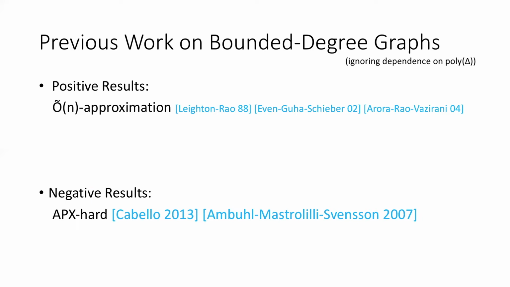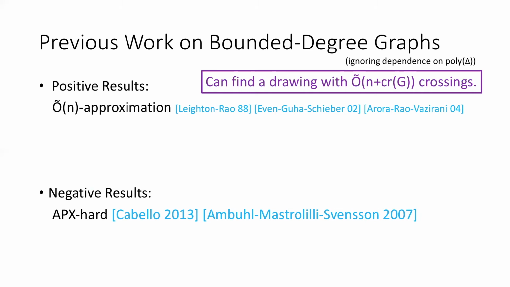So the first algorithm came from the celebrated paper of Leighton and Rao on multicommodity flow and sparsest cut. They showed that we can draw a graph with n + CR(G) polylog crossings, where CR(G) is the crossing number of the graph G, okay, which translates into an approximation algorithm of factor n polylog n.